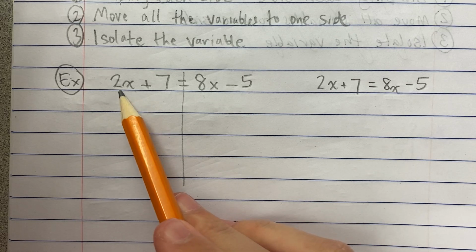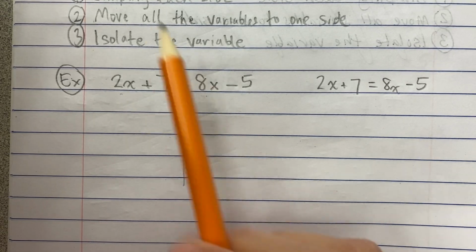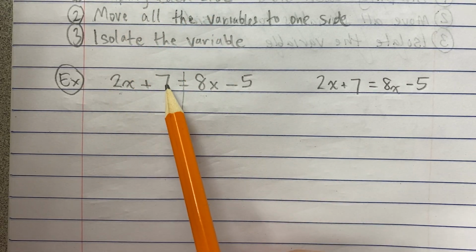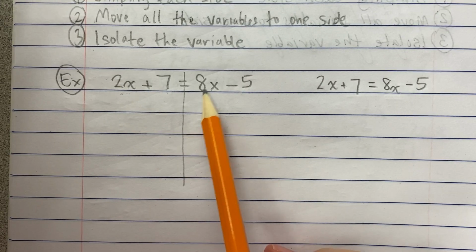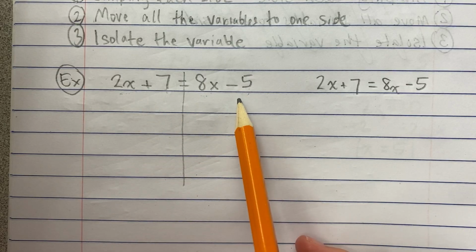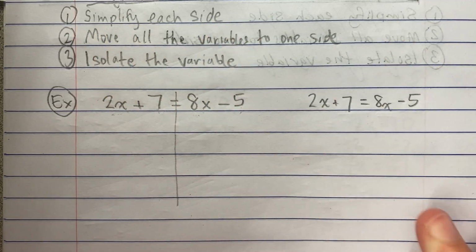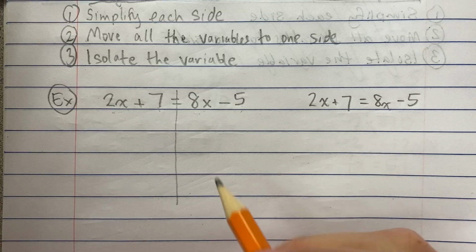I'm going to observe, oh, there's variables on both sides. So first, simplify each side. I look here, there's nothing I can distribute. These are not like terms, I can't combine them. Same here. So these sides are actually simplified, and there's nothing for me to do on simplify each side. So I'm going to get all the variables to one side.